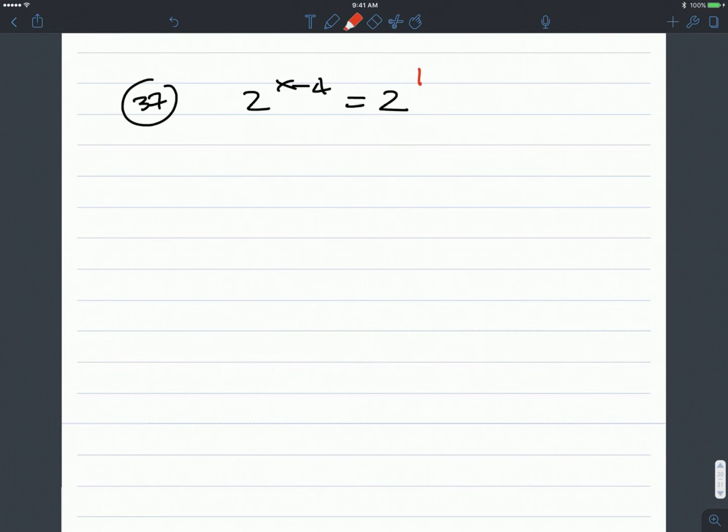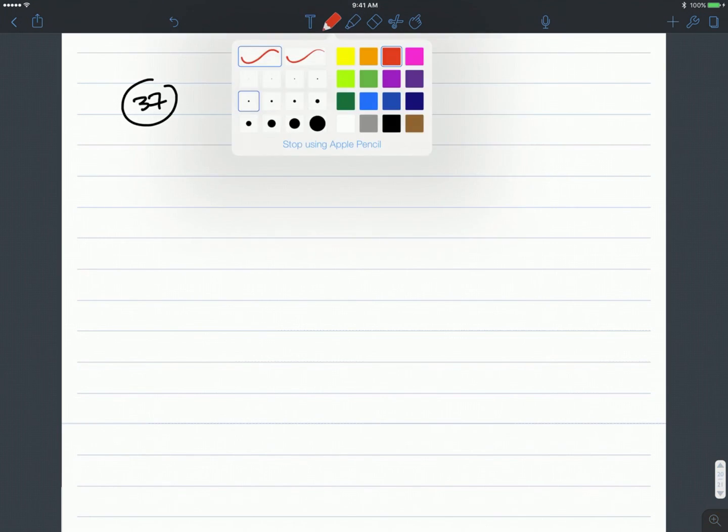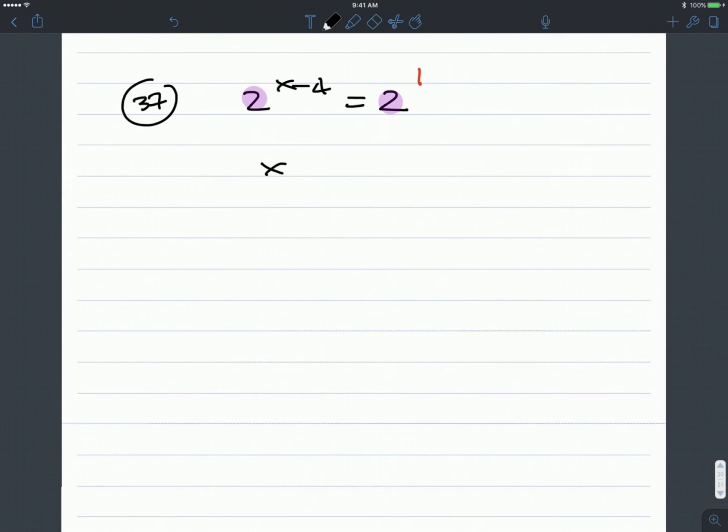Same base again. Base is 2. What are your powers? X minus 4 is what? That's 1. Is that true? Okay. Add 4. And what do you get for x? X is 5. Look at that.